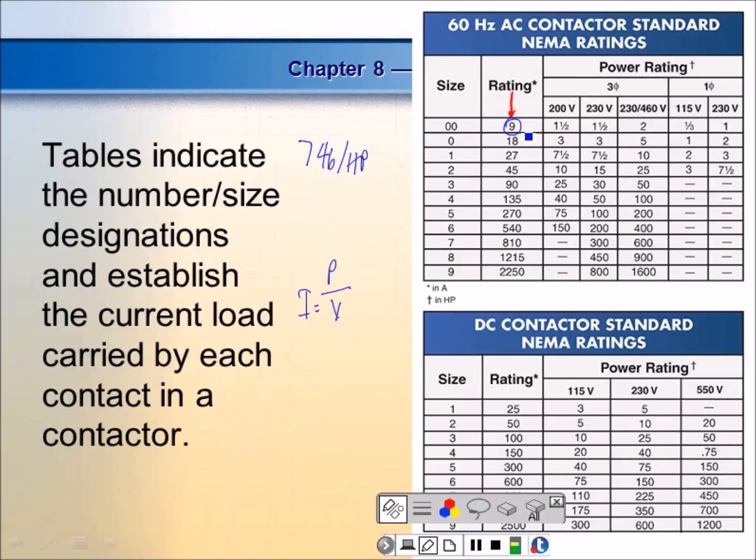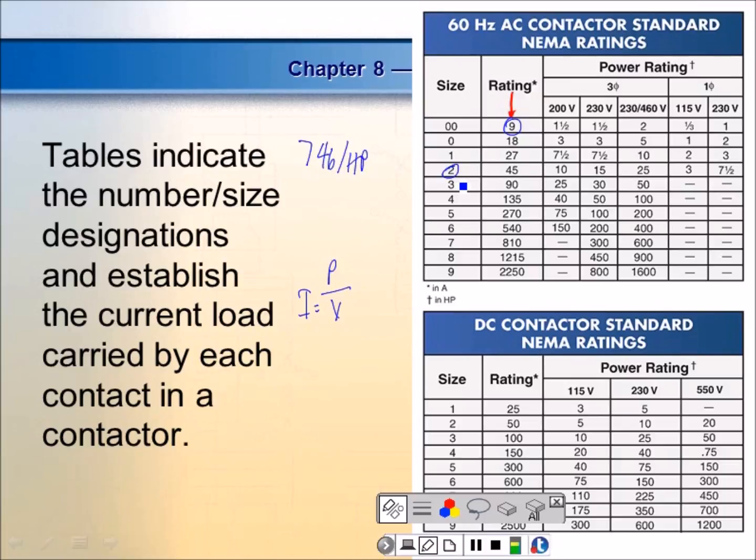I think the size we have over here, that big one I passed around, that's a size 2. So what can I run on a size 2? The contacts on that thing are rated at 45 amps. So on low voltage single phase, I can run a 3 horsepower motor. On low voltage 3 phase, I can run a 7 horsepower motor. On 230 volts 3 phase, I can run a 15 horsepower motor.